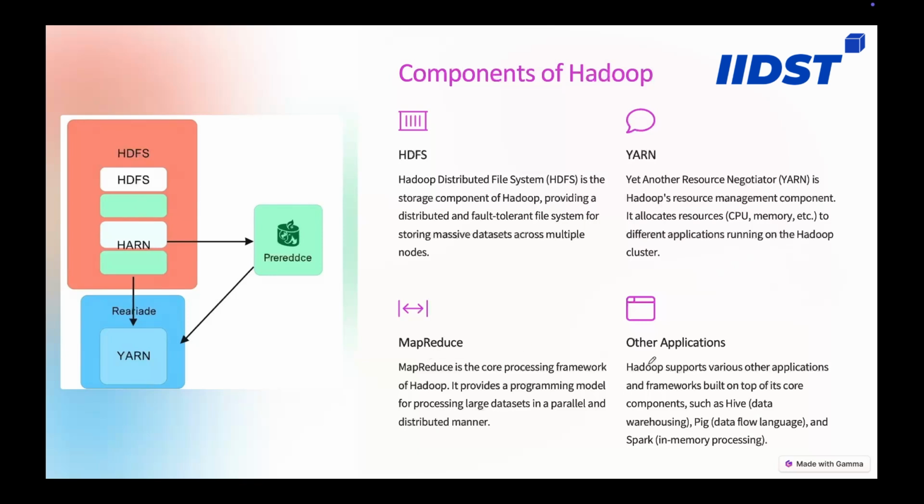Now, apart from this, you can add on other applications to these three, which are the core of Hadoop. These are the core functionalities of Hadoop. Apart from that, you can add frameworks on top of its core components such as Hive, Pig, and Spark. Hive is data warehousing, Pig is a data flow language, and Spark is in memory processing. All of these can be added on to Hadoop to make the job much easier and for other purposes as well. So these were the key components of Hadoop.